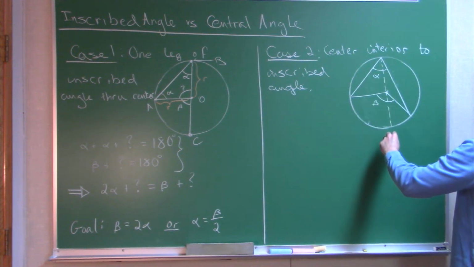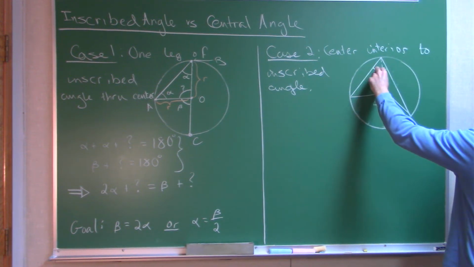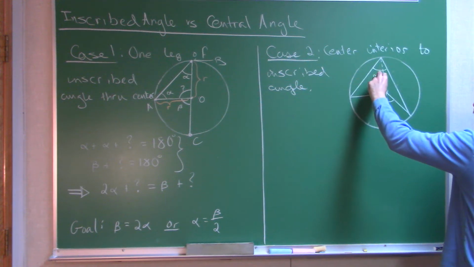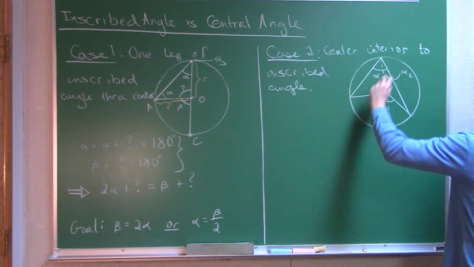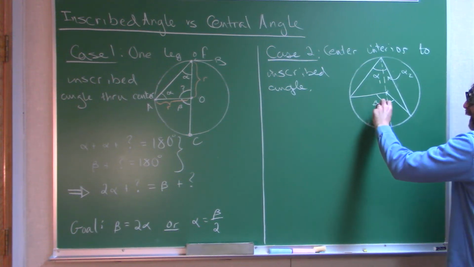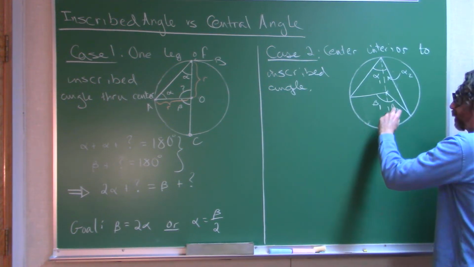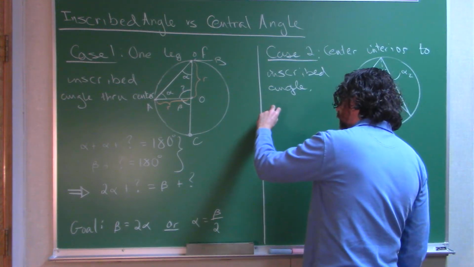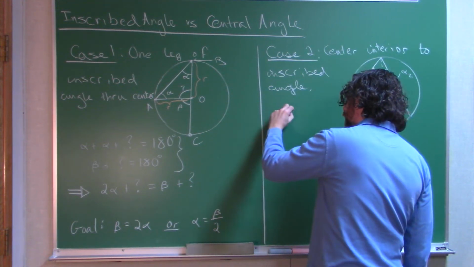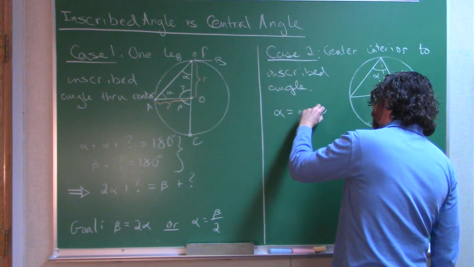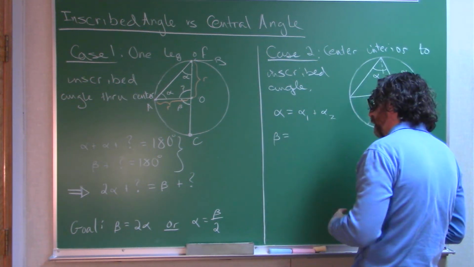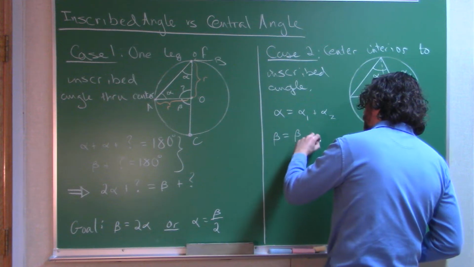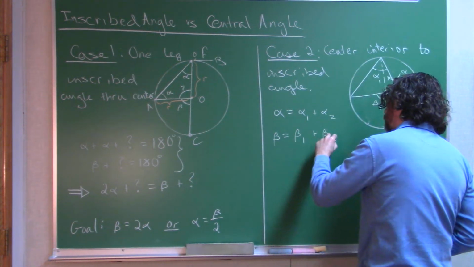And notice that has divided up my angles into two. I'm going to call those alpha 1 and alpha 2. It'll be beta 1 and beta 2. So my original inscribed angle alpha is equal to alpha 1 plus alpha 2. My original central angle beta is equal to beta 1 plus beta 2.